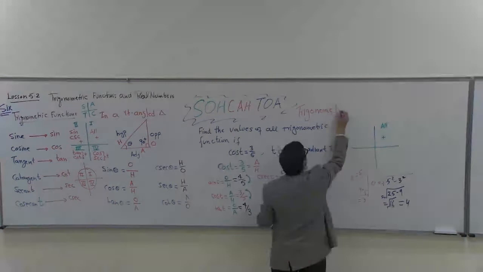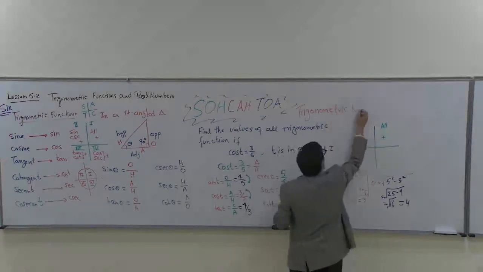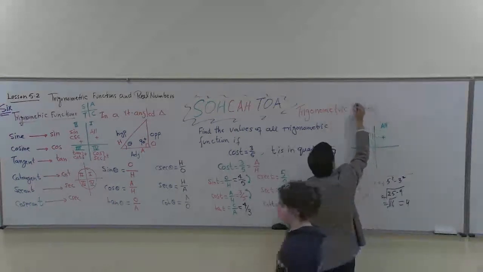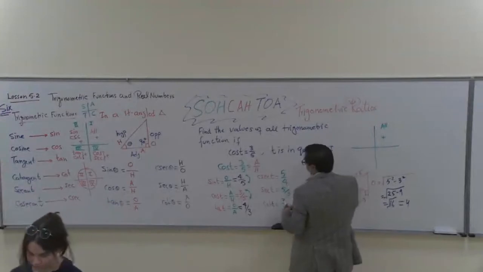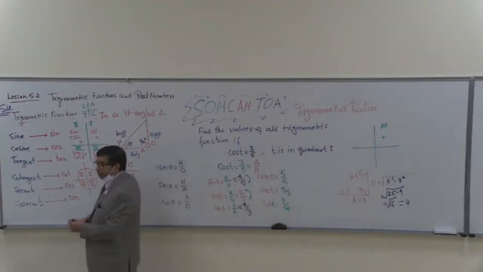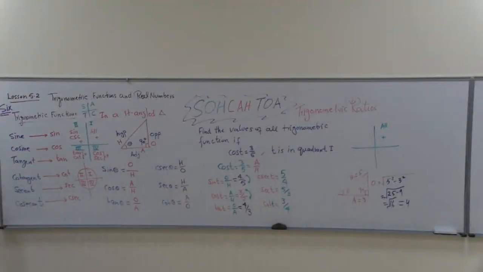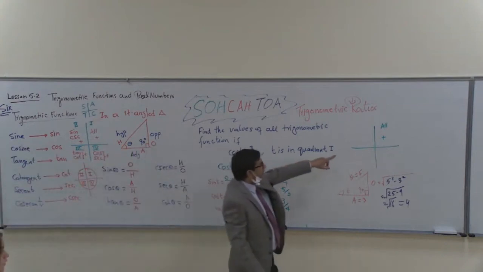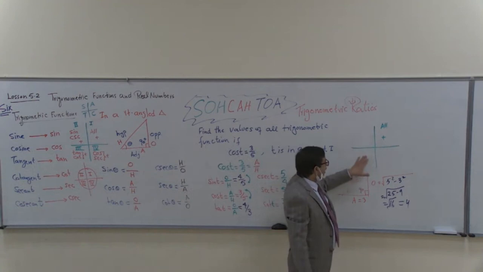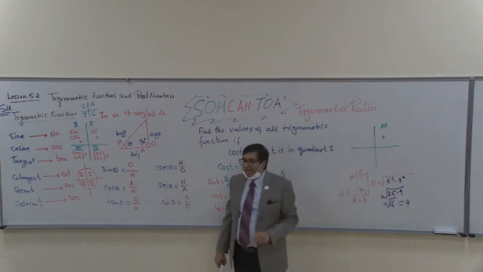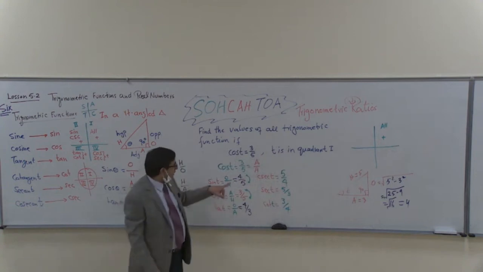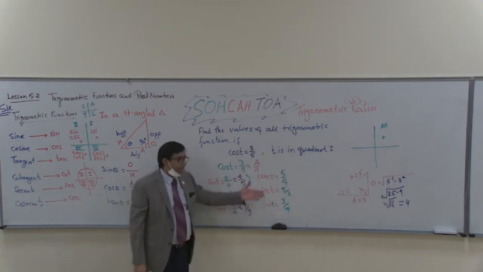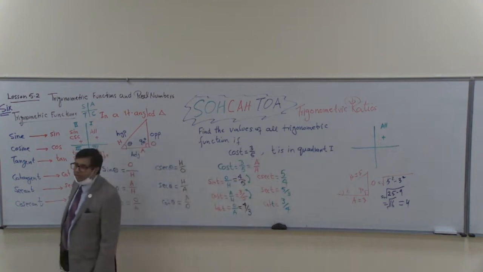Trigonometric ratios. Okay? Any question? All are positive in the first quadrant. All students try what? Okay. So you can see all are positive. So all are already positive. So no need to change the sign of them.